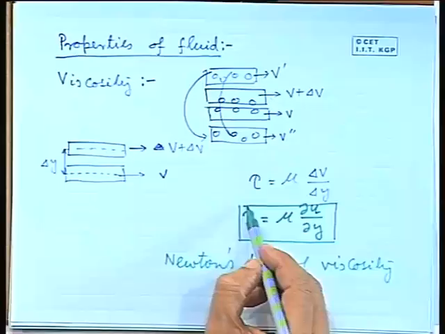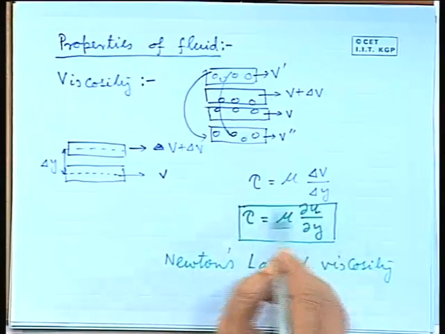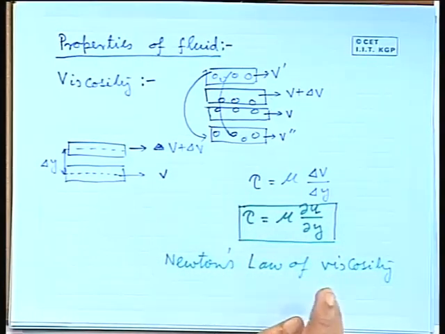A very large number of common fluids obey this property and are Newtonian fluids, like air, water, and a number of oils. There are non-Newtonian fluids also, like tomato ketchup and toothpaste. They behave in a funny manner, and their behavior is not as simple as given by this equation. We will not discuss them here. It is only important to know that this is the law of viscosity, or Newton's law of viscosity.